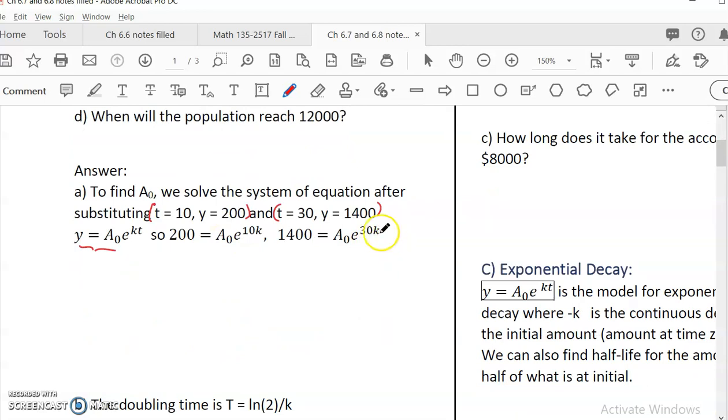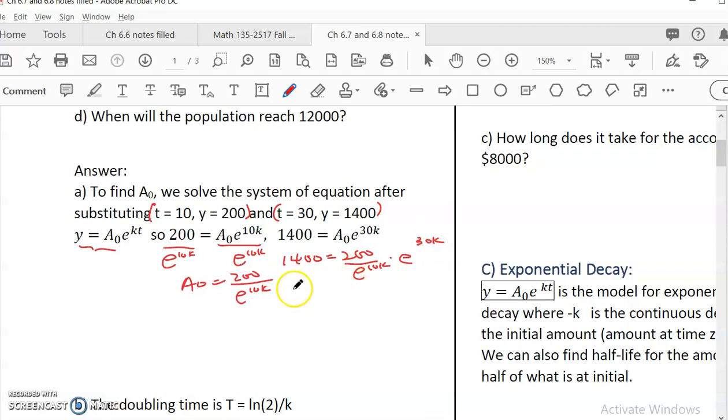So it is important to figure out whatever they give you to come up with the model. To do this, we would solve for a0 first. If I divide by e to the 10k, this would be a0. So a0 is 200 over e to the 10k, but k is unknown, right? So what you do is you plug it in here.